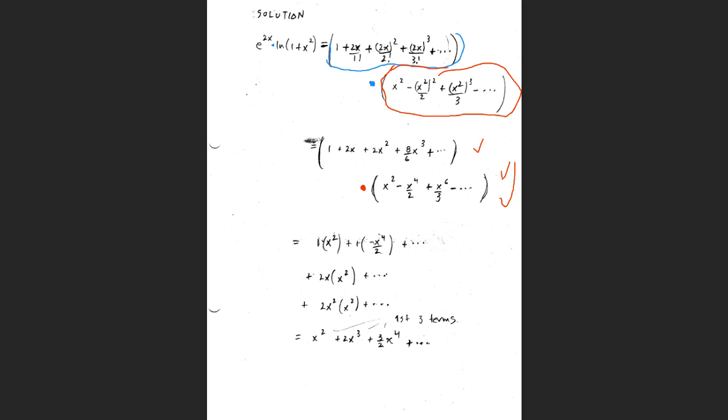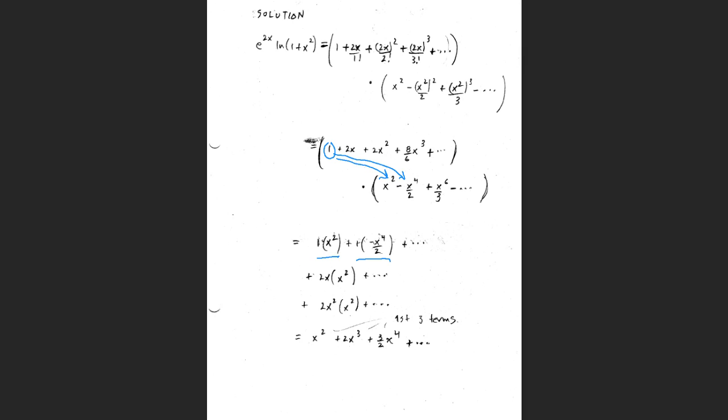Well, so what I do is this. I look at the one here. Let me just clear this here. I'm going to take the one and multiply it by x squared. And that's how I get 1 times x squared. I'm going to take the 1 and multiply it by the negative x to the 4th over 2. That's how I get 1 times negative x to the 4th over 2.